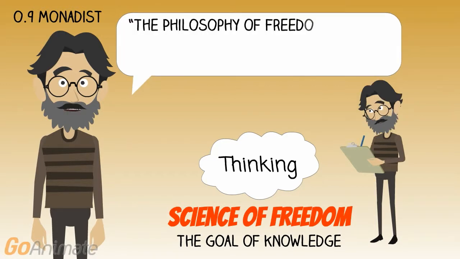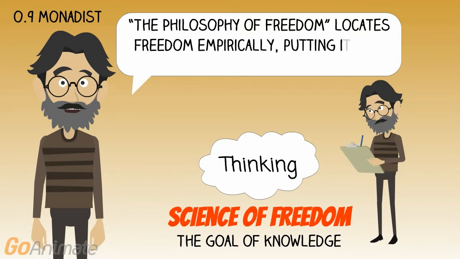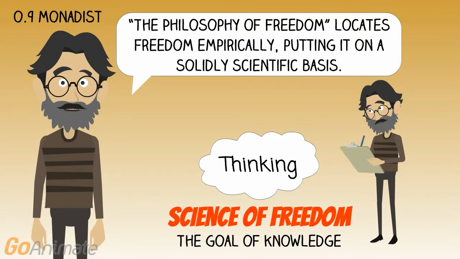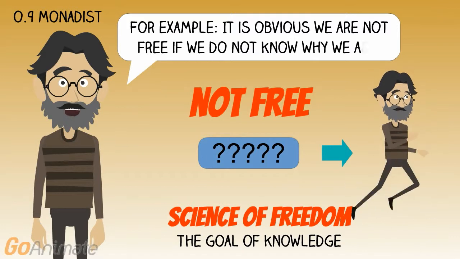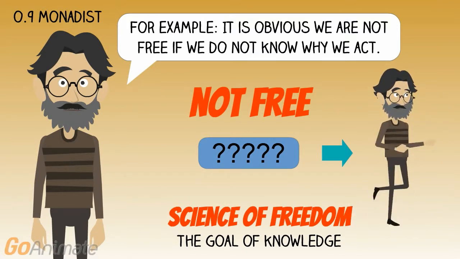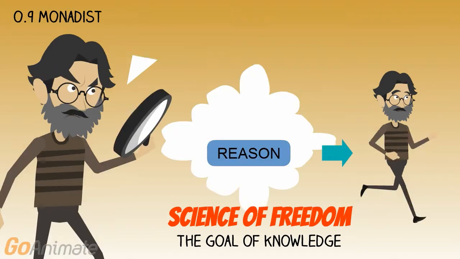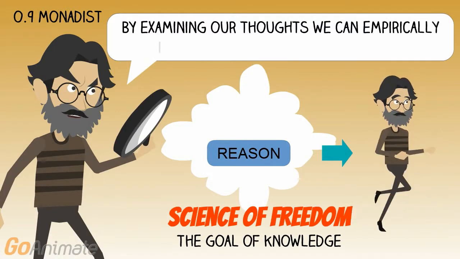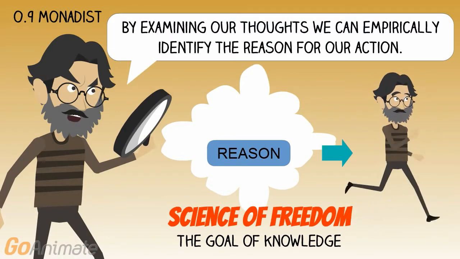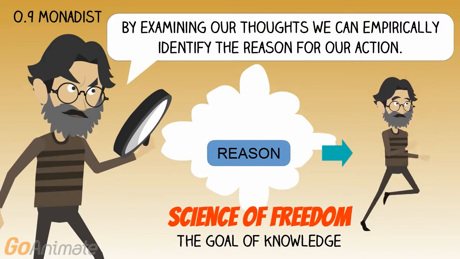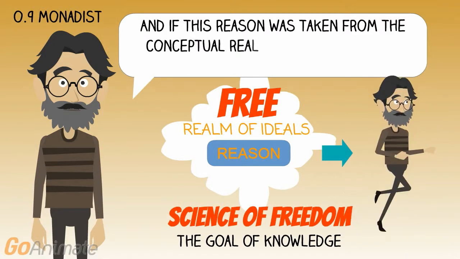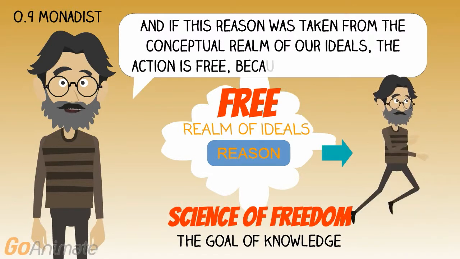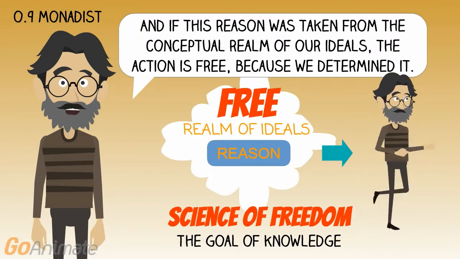The philosophy of freedom allocates freedom empirically, putting it on a solidly scientific basis. For example, it is obvious we are not free if we do not know why we act. By examining our thoughts, we can empirically identify the reason for our action. And if this reason was taken from the conceptual realm of our ideals, the action is free, because we determined it.